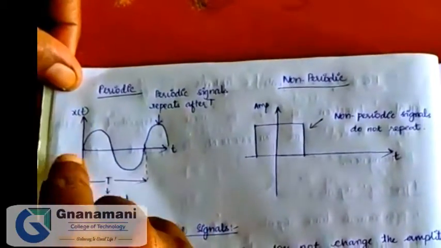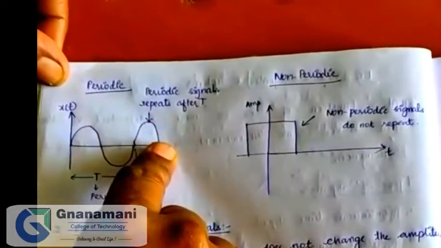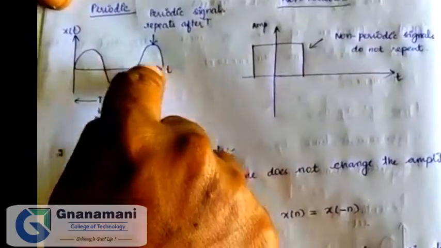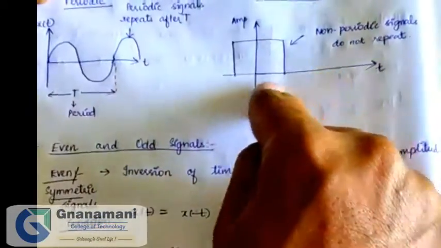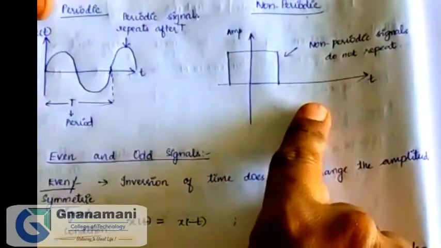Next, the examples for periodic and non-periodic. See here, the equation given is a sine wave. It repeats after a particular interval, whereas the non-periodic signal does not repeat. These are the examples of periodic and non-periodic signals.